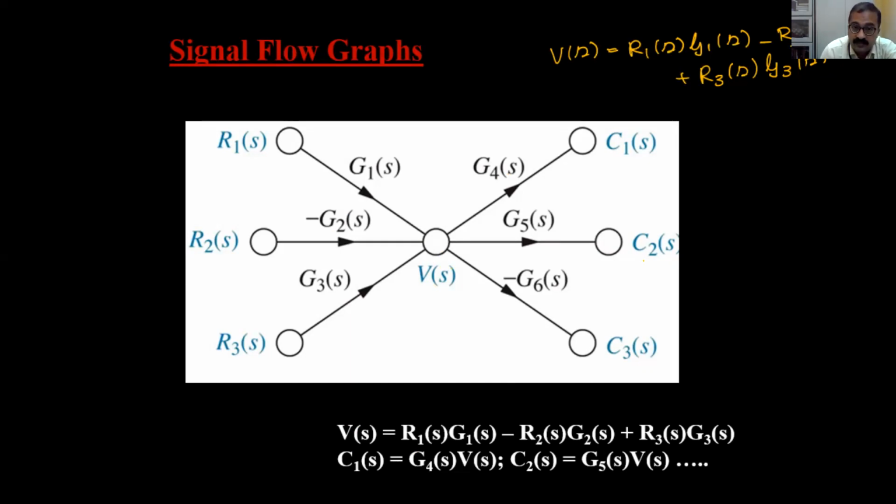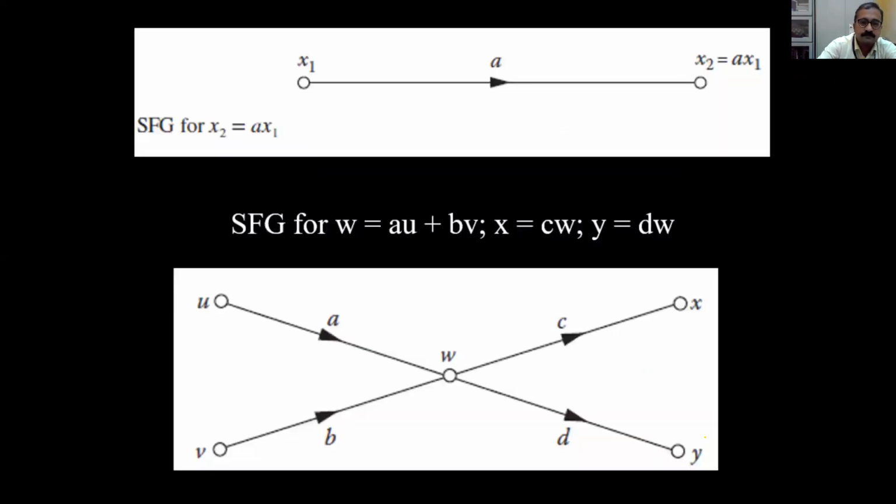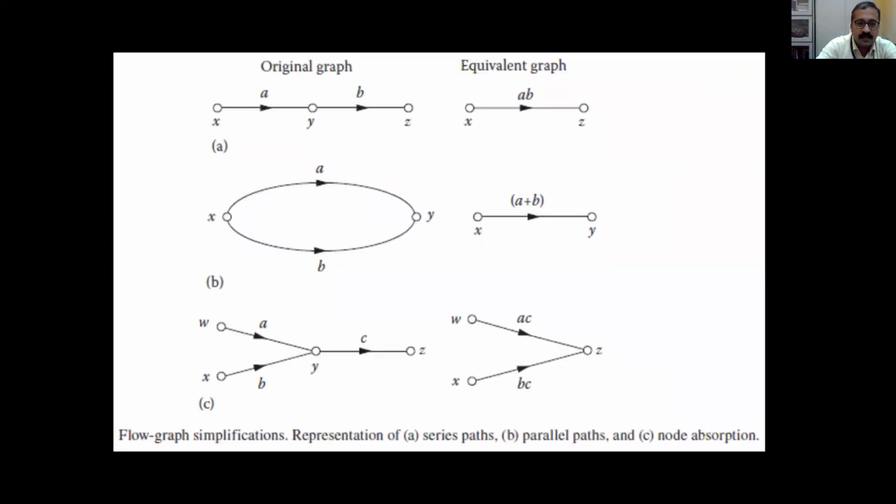Similarly, what is C2 of S? G5 into V of S, where V of S is this thing. Likewise, C3 of S will be what? Minus G6 of S into the input signal at this point, which is this thing: R1 of S G1 of S minus R2 of S G2 of S plus R3 of S G3 of S. So that is what was shown here.